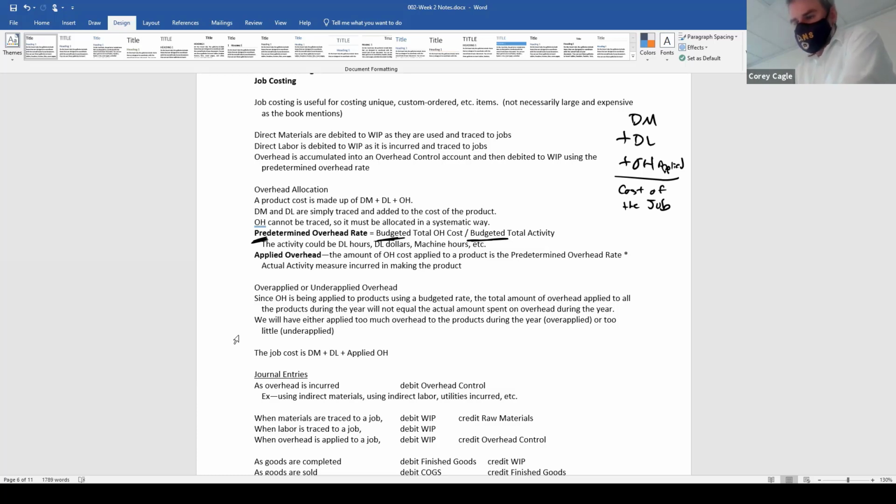All right. And then in our notes, over and under applied overhead. Since overhead's being applied using budgets, like we said, we're going to screw it up a little bit. It would be either over or under applied.